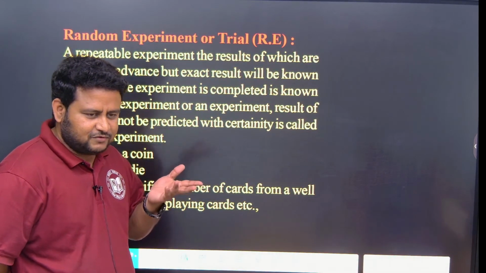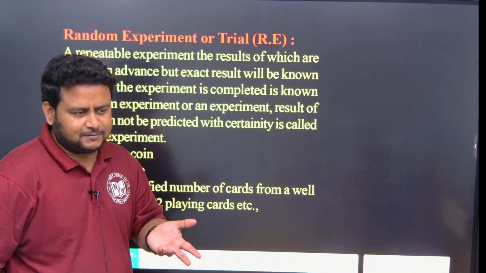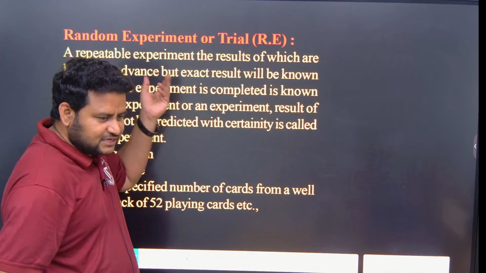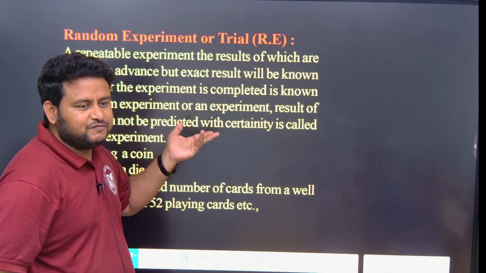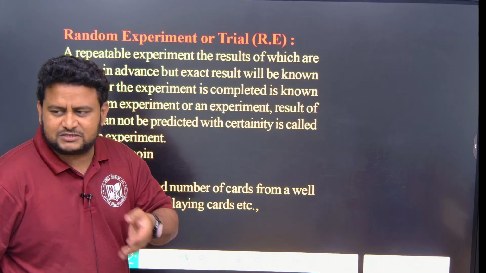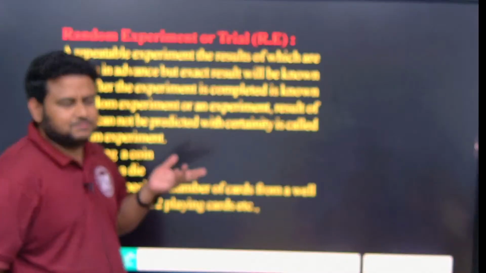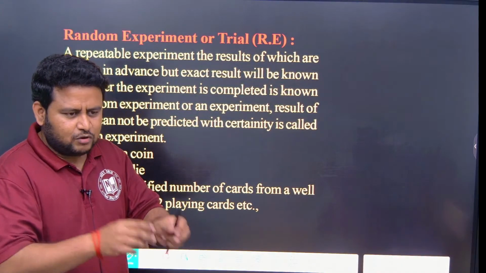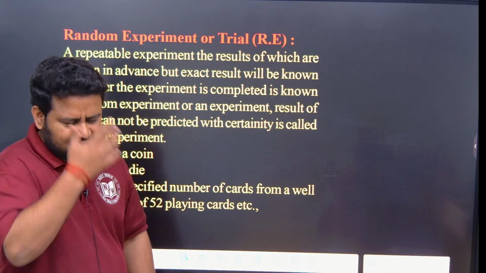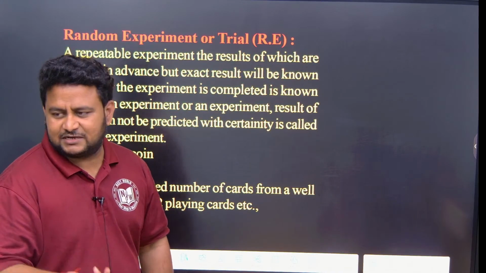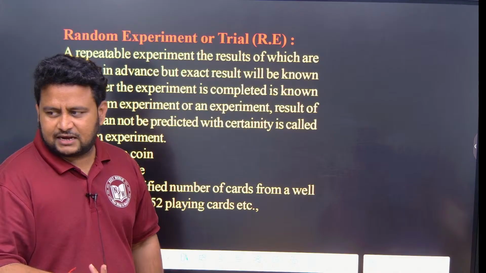So an experiment where you know the result is just an experiment. Experiment itself is an event, but if the outcome is predictable, that is an experiment. If the outcome is not predictable, that is a random experiment. Suppose in a bag there are red balls, white balls, green balls. You are blindfolded and asked to take out a ball. You don't know which ball will come. That is a random experiment.